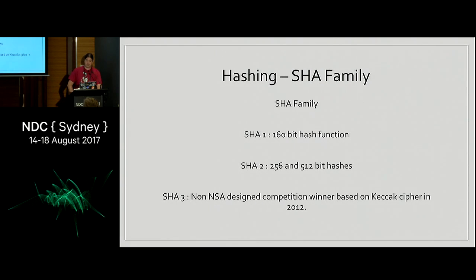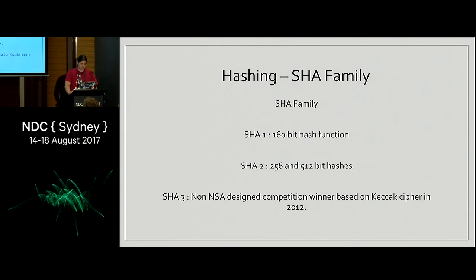Following on from that then, we have the SHA, or Secure Hash family of hashes. These come in different flavours. So SHA-1 and SHA-2 are both in the .NET framework. SHA-1 produces a 160-bit hash, and SHA-2 produces a 256-bit or 512-bit hash, depending on which one you use.